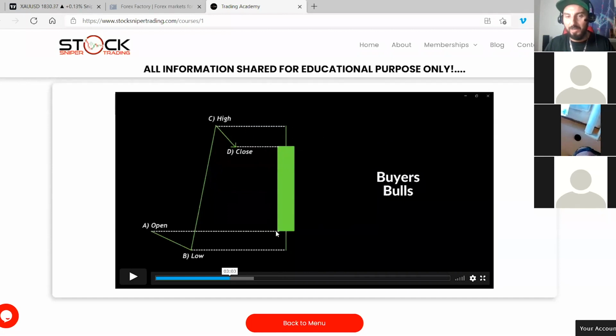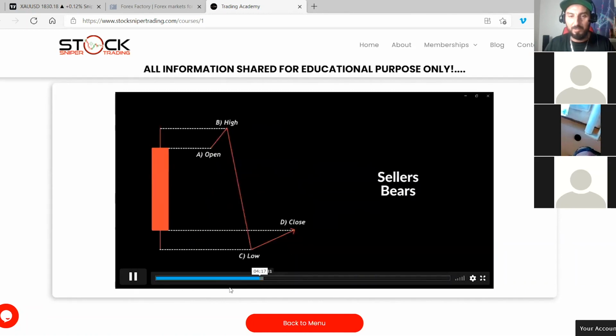It's got an open here, a low, a high wick, and a close, and this is called the body, the volume of the candle. Then we'll get into looking at the opposite, which is the bearish candle right here. These are sellers or bears. And remember how the green candle, the bullish candle, opened at the bottom? Now our red candle, the bearish candle, opens at the top.